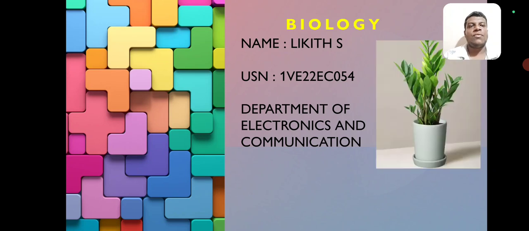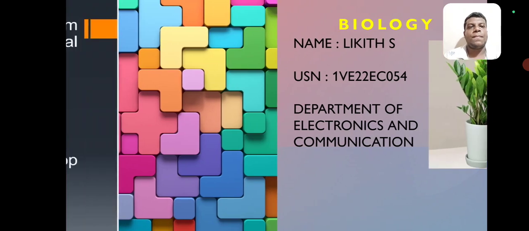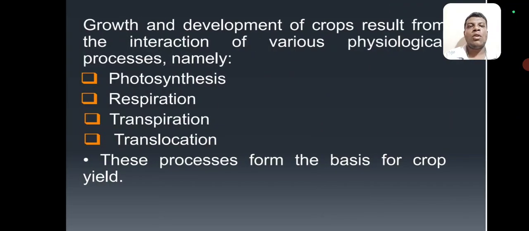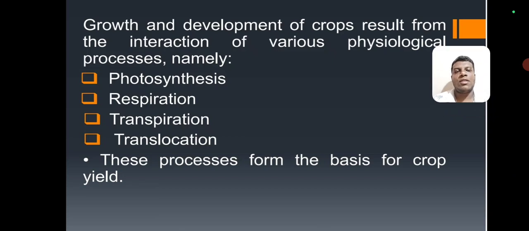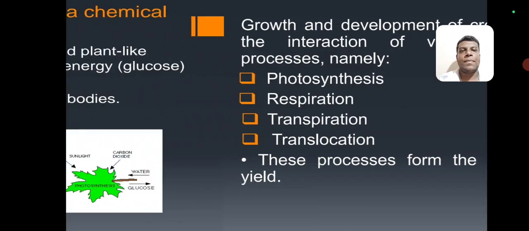Today's topic is photosynthesis. Growth and development of the crop result from the interaction of various physiological processes, namely photosynthesis, respiration, transpiration and translocation. These are the basics for crop yield.